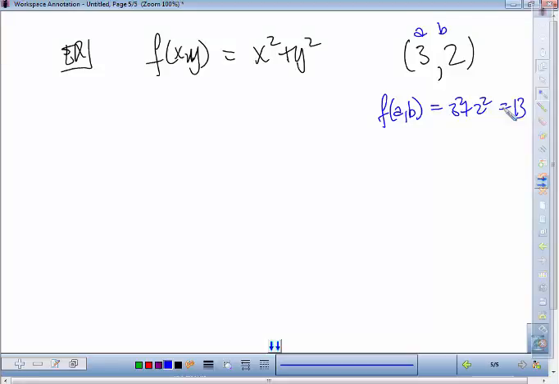We need the derivatives. So fx is equal to what? 2x, right? So fx evaluated, now this is where we're going to actually get that number to help us find the normal. fx evaluated at 3, 2 is 2 times the x component, and there's no y, so we don't need to worry about the y, so we get 6 for that one.